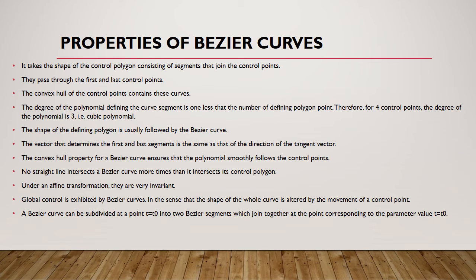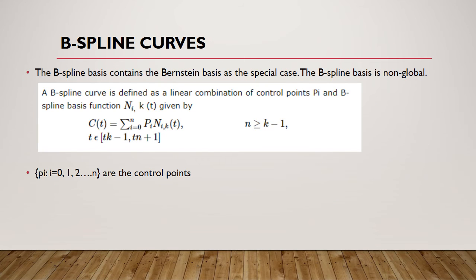The degree of the polynomial defining the curve segment is one less than the number of control points. As you can see, there are different sets of properties given here, so that's important. Then coming to B-spline. B-spline is another set of curves.